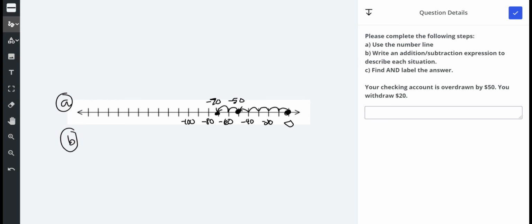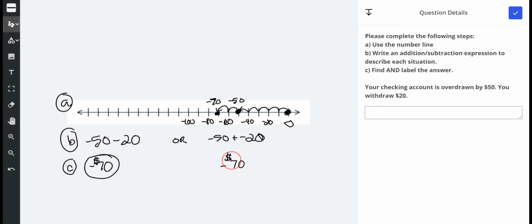Letter B, using the addition or subtraction expression, negative 50 minus 20, or negative 50 plus negative 20. Again, both of them are appropriate ways of answering that. For letter C, we're going to go ahead and find and label the answer. So negative 50 minus 20 is negative 70. Negative 50 plus negative 20 is negative 70. So to label the answer, you have negative $70 in your account.